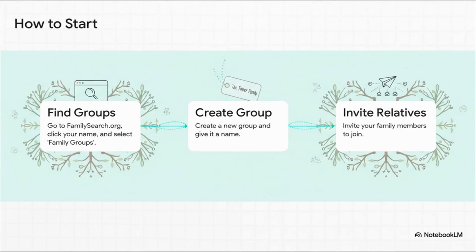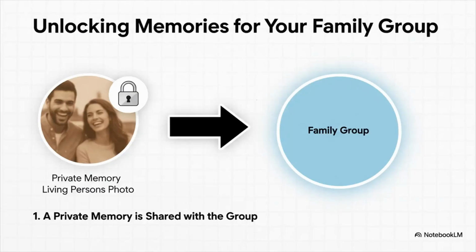It's that simple. Now, this is where the magic happens. Once your family members join the group, any memory you add to that group's special gallery, even those private ones of living people, instantly becomes viewable to everybody inside that group. And just like that, problem solved.